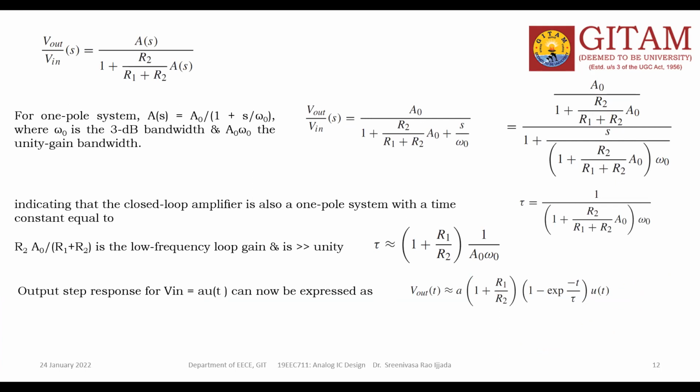Now, what is the final value in this equation? Final value means V final, so t is infinite. E power minus infinity is 0, so this term is 0. So your final value is equal to A into 1 plus R1 by R2. V out, the final value, after substituting t as infinite, is A into 1 plus R1 by R2. This is the final value.